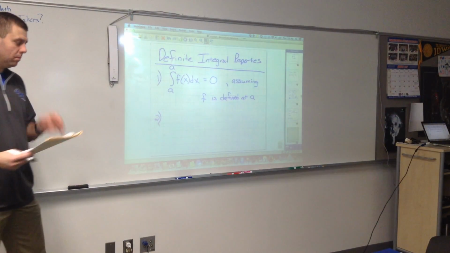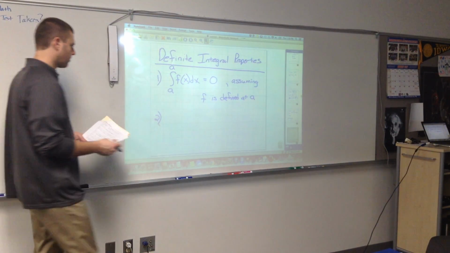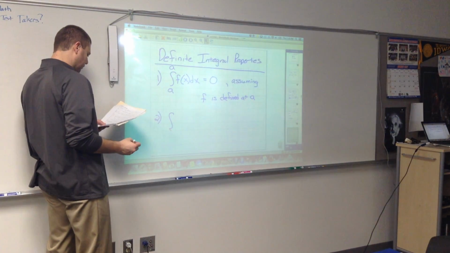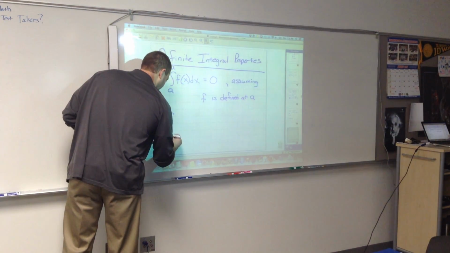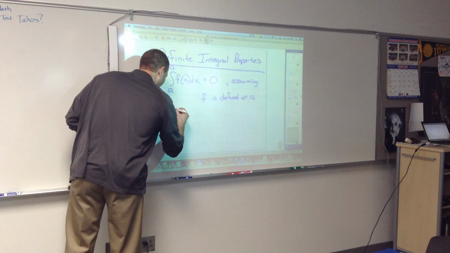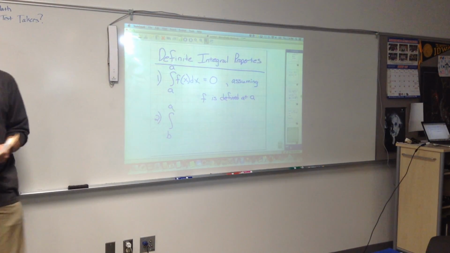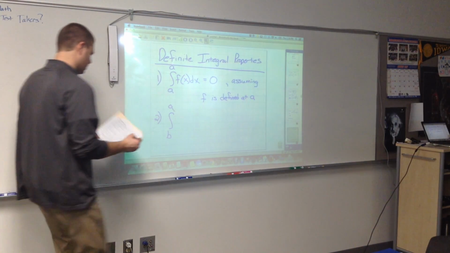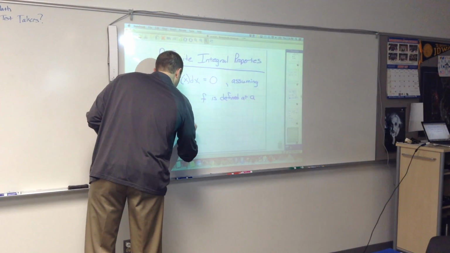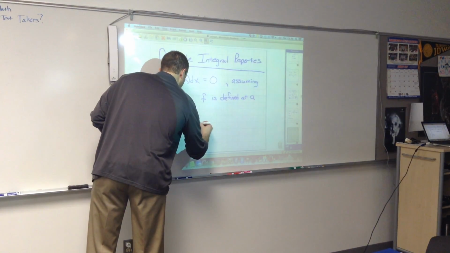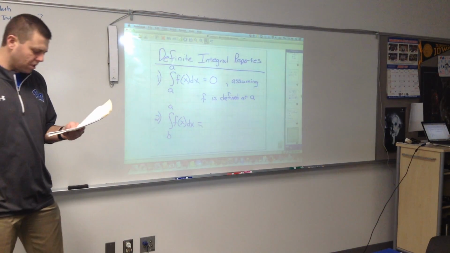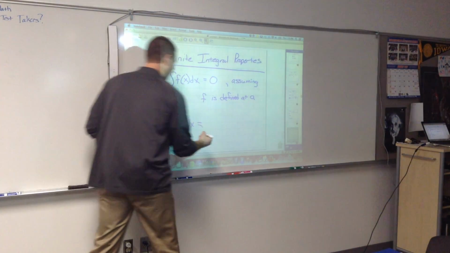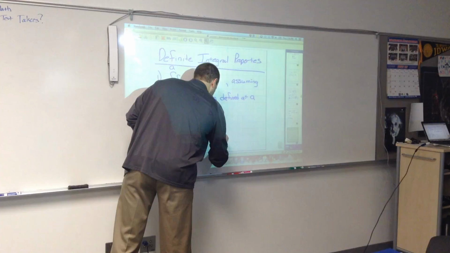Second property, if they ask you for the area under the curve, instead of from A to B, they ask you from B to A. Or it's actually backwards. Doing that will actually give you the opposite value of doing the integral from A to B.